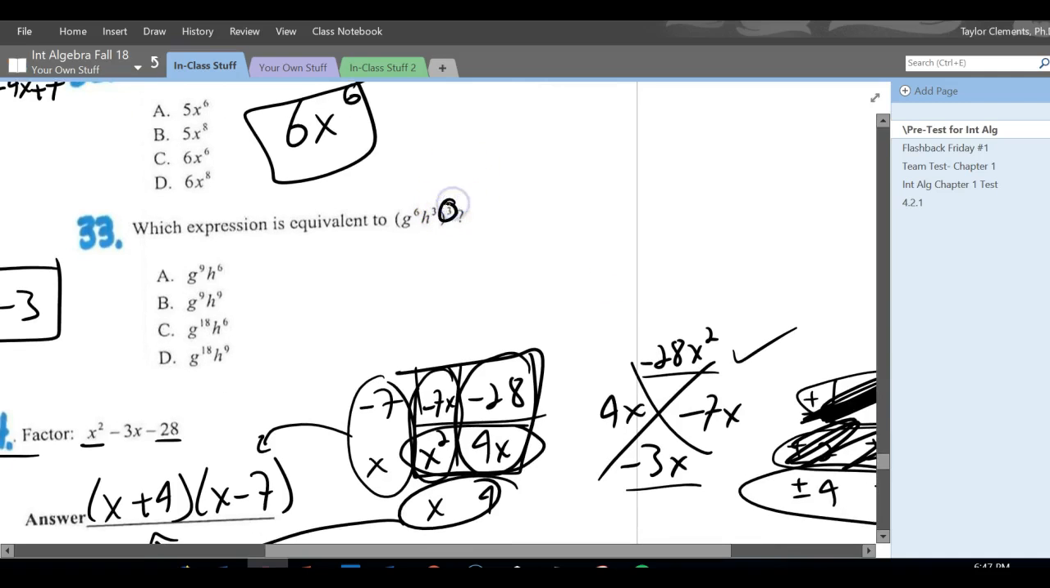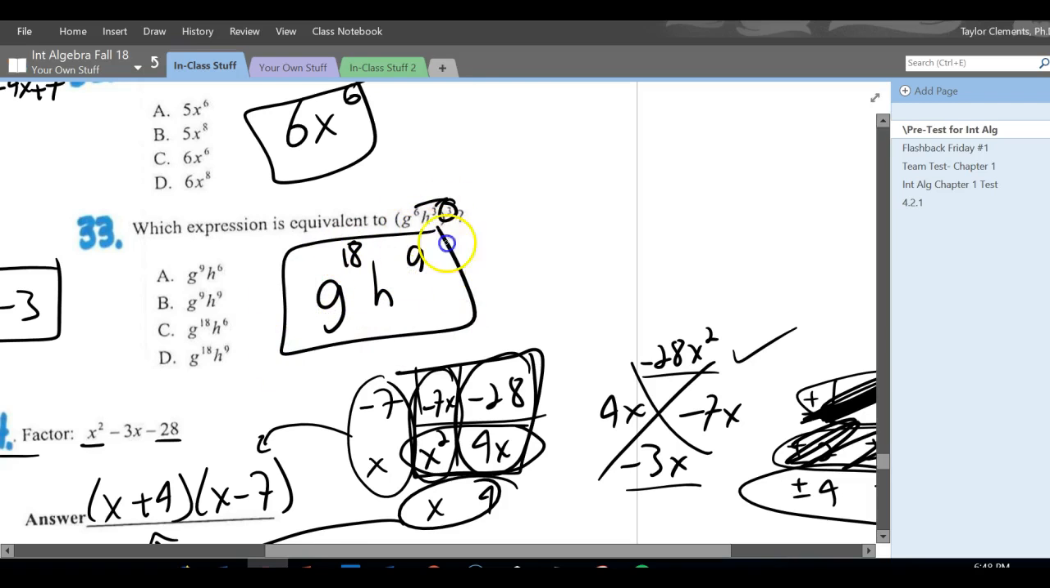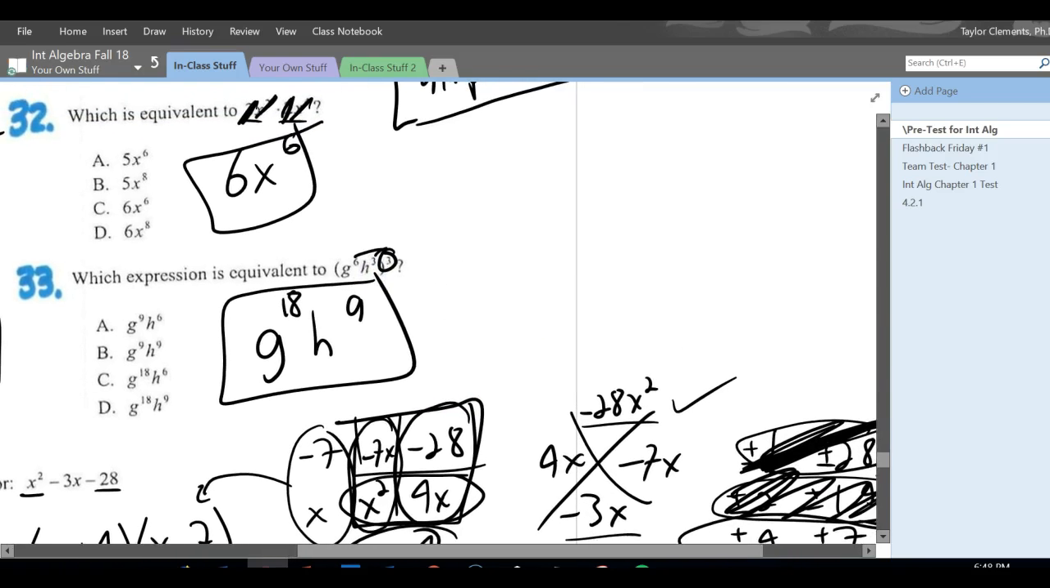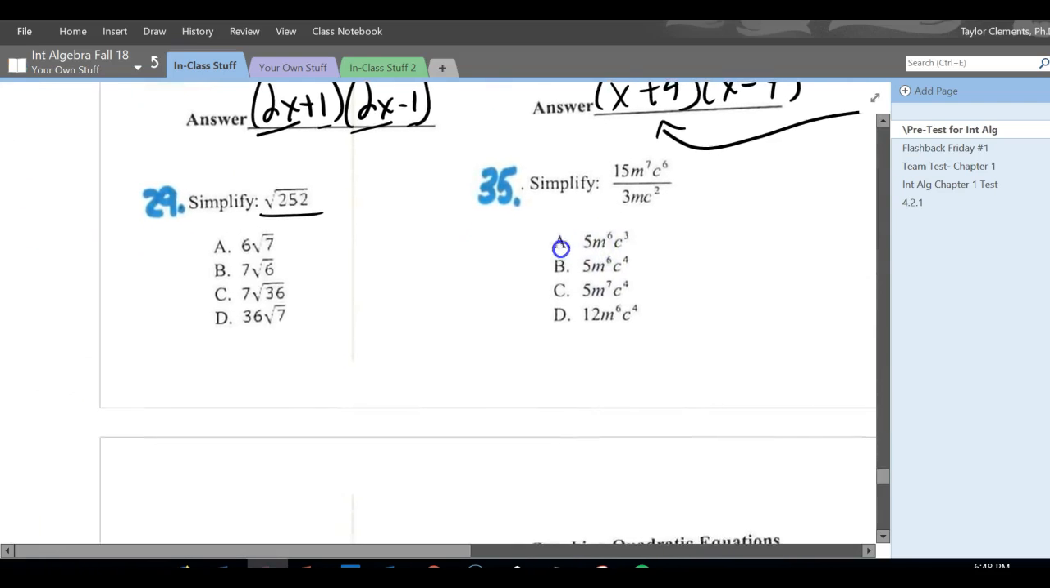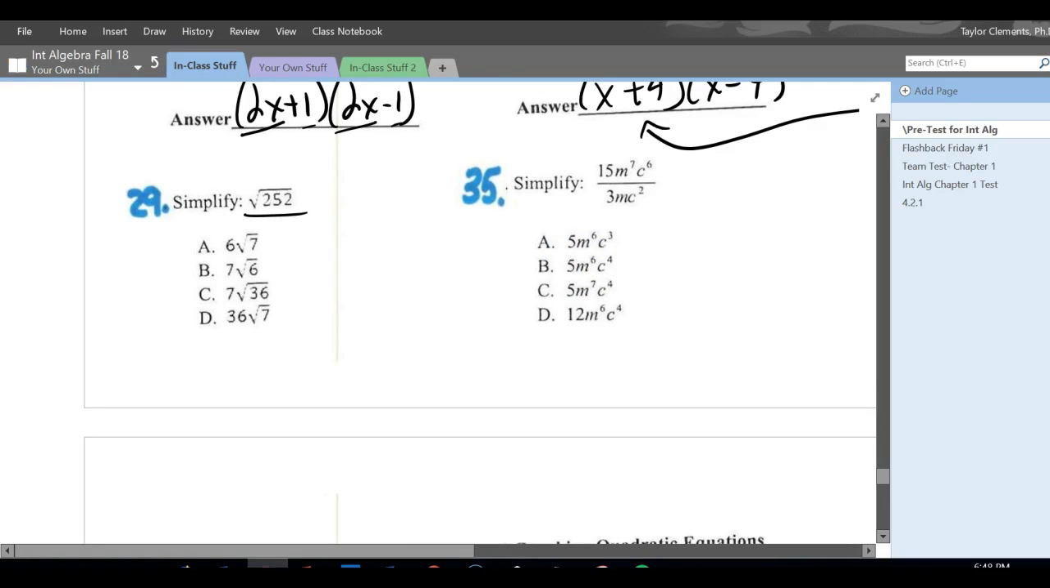When you have a 3 here, you don't add, you distribute, as in you multiply. So this becomes 6, 12, 18. And this becomes h to the 9. Okay, that's the rule that's happening there. Look at your exponent rules. Let's do this one now. Okay, this one's a little tougher.